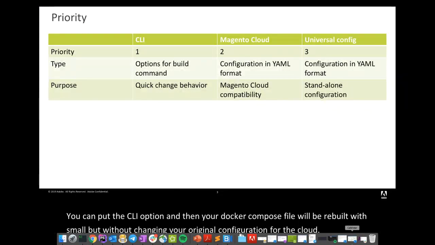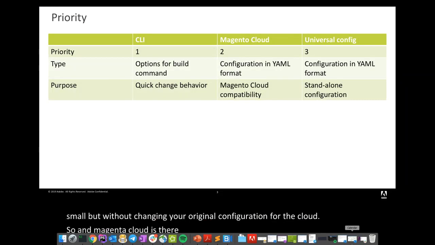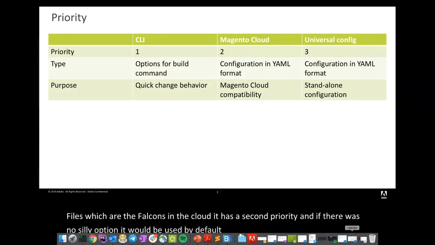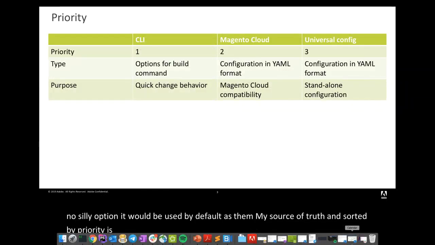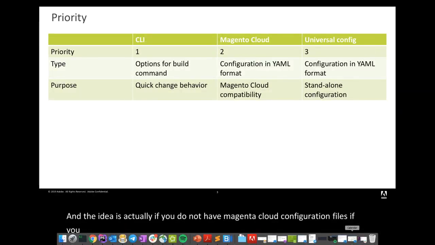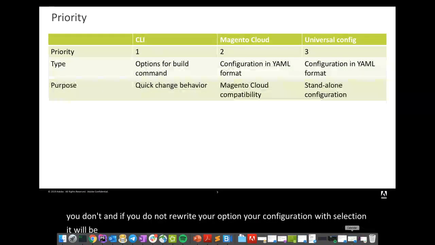And Magento Cloud is a set of YAML configuration files, which are default for Magento Cloud. It has second priority, and if there was no CLI option, it will be used by default as the main source of truth. And the third by priority is universal configuration. The idea is actually, if you do not have Magento Cloud configuration files, and if you do not override your configuration with a CLI option, it will be used as your main source of truth.